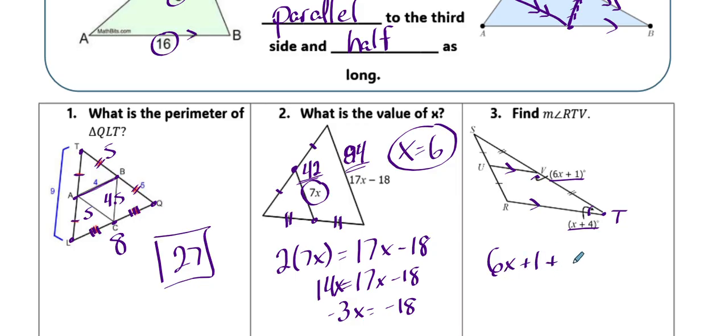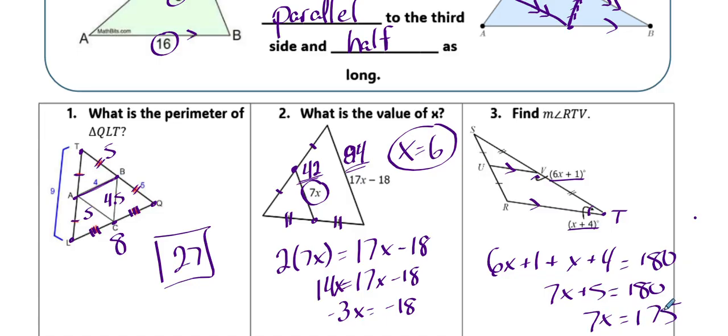6x plus 1 plus x plus 4 equals 180 degrees. So I'm adding those together to get 7x plus 5 equals 180. 7x equals 175. So x is 29. Now I'm just going to substitute it in there. That's really what my question is looking for. X plus 4 is 33. Oops, sorry. I did that wrong. Yikes. I was jumping to the answer. 175 divided by 7 is 25. That plus 4 is our final answer of 29 degrees.